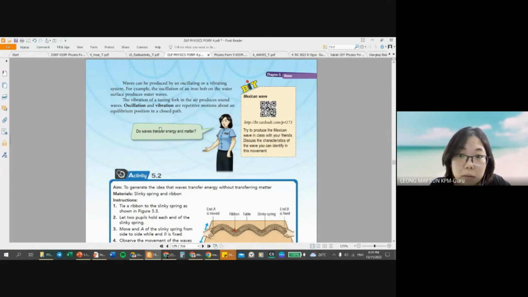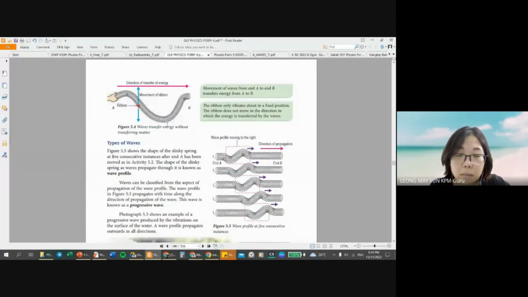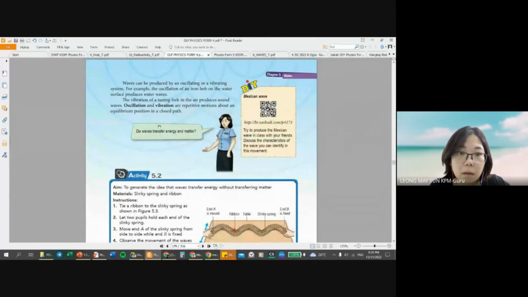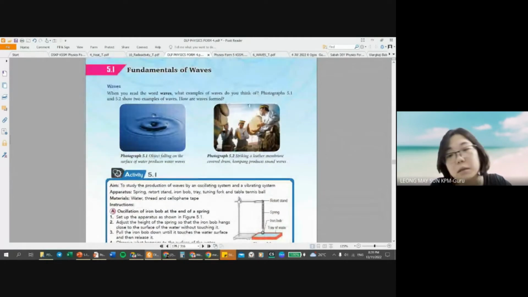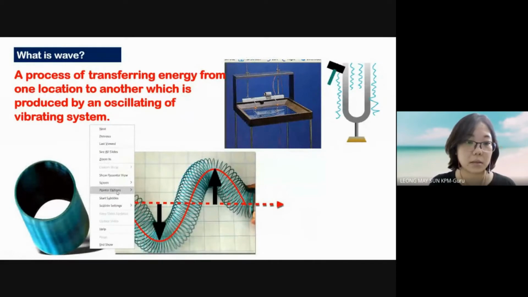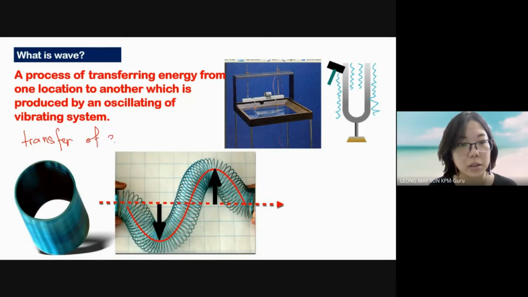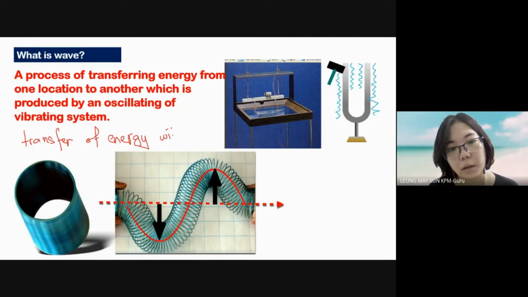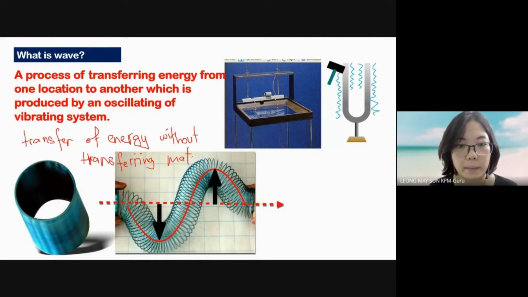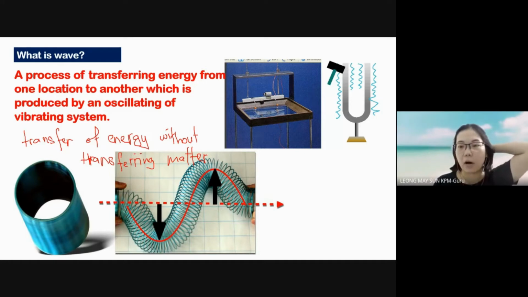Let's see. Okay, they don't have the definition here. So for me, what is the definition? Based on my memory from KBSM textbook, wave is actually a transfer of energy without transferring matter. The definition that I recall from KBSM textbook is wave is a transfer of energy without transferring matter. So how is this being mentioned?